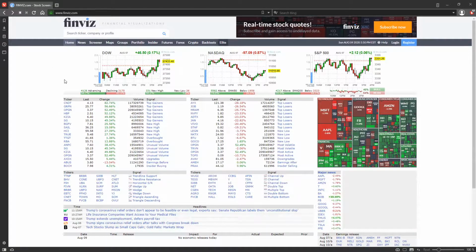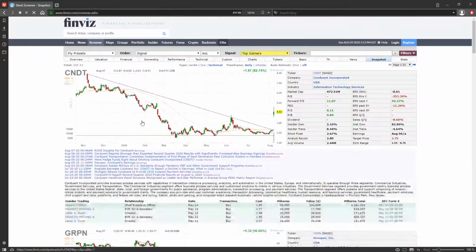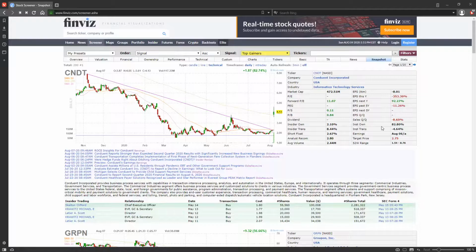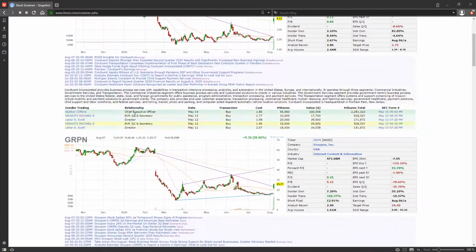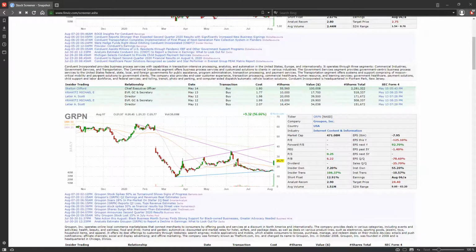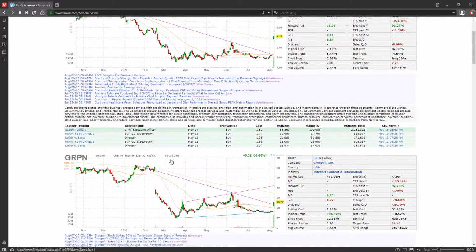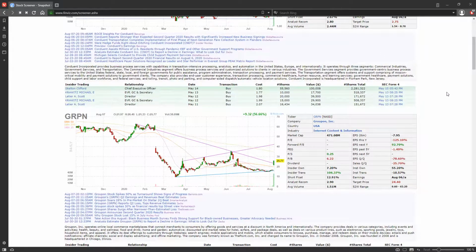Now the way I find my stocks off of Finviz is I usually go to the top gainers or top losers. Click on those, and you can see they have the chart, they have the company information. So you have the float, the short float, insider ownership, dividends, whatnot. They have some news. They have a little bit on the company, and then they have the buys and sells of the C-suite of the company. So like the CEO and CFO, they bought shares, sold shares, and whatnot.